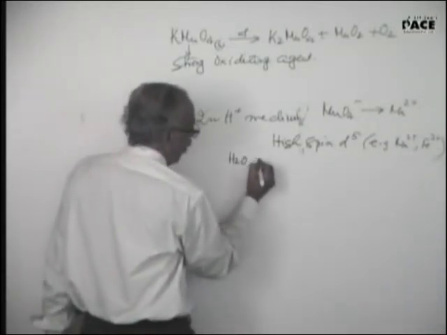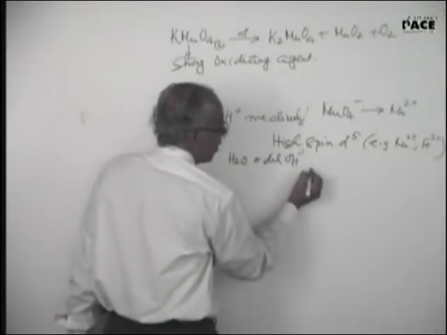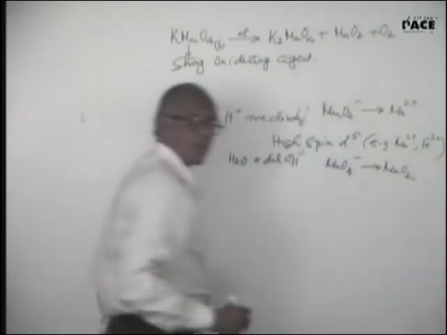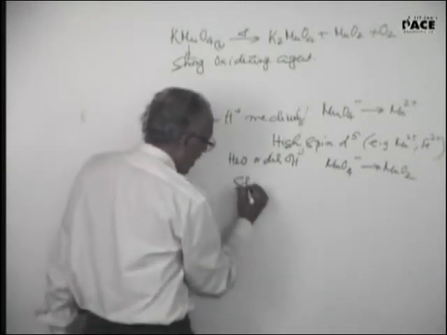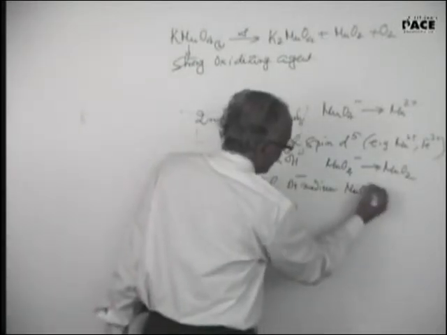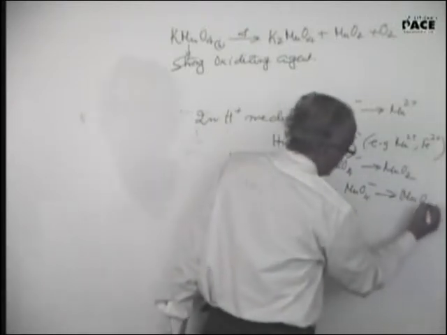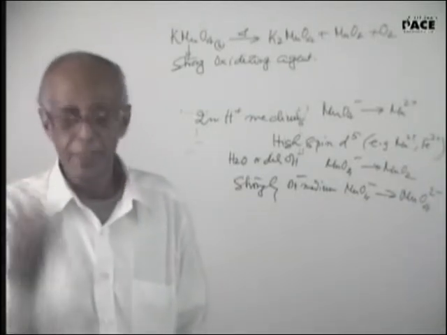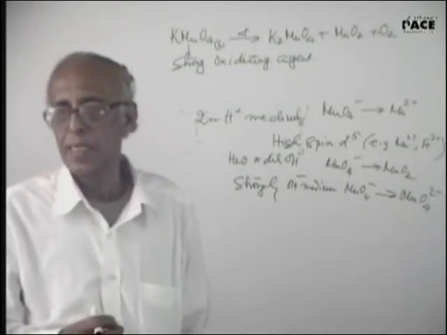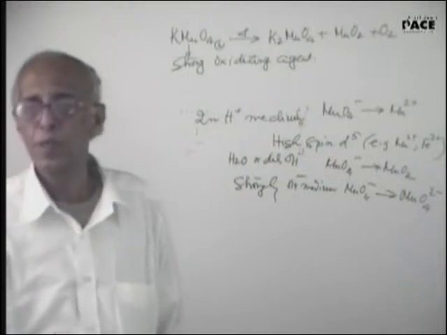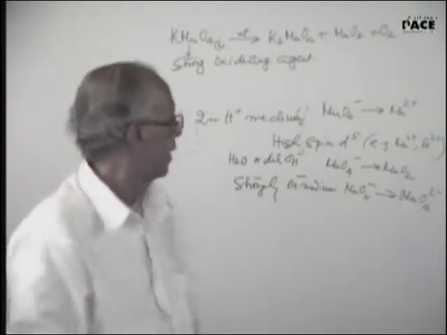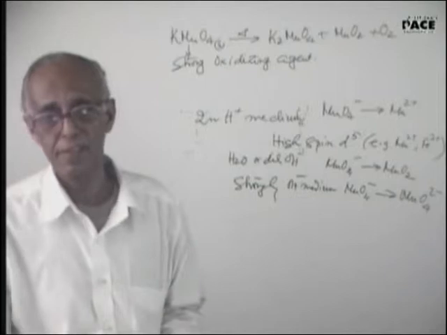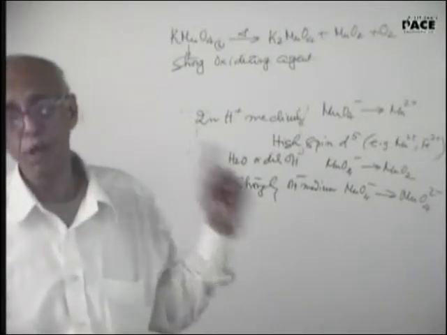In water or dilute alkali, permanganate changes to manganese dioxide. And in strongly alkaline condition, permanganate changes to manganate. So, in acid, you will get almost colorless solution. In neutral medium, you will get a precipitate of manganese dioxide, which is brown-black in color, and in strongly alkaline medium, the permanganate will change to manganate, which is green in color. So the purple will change to green color in strongly alkaline condition.